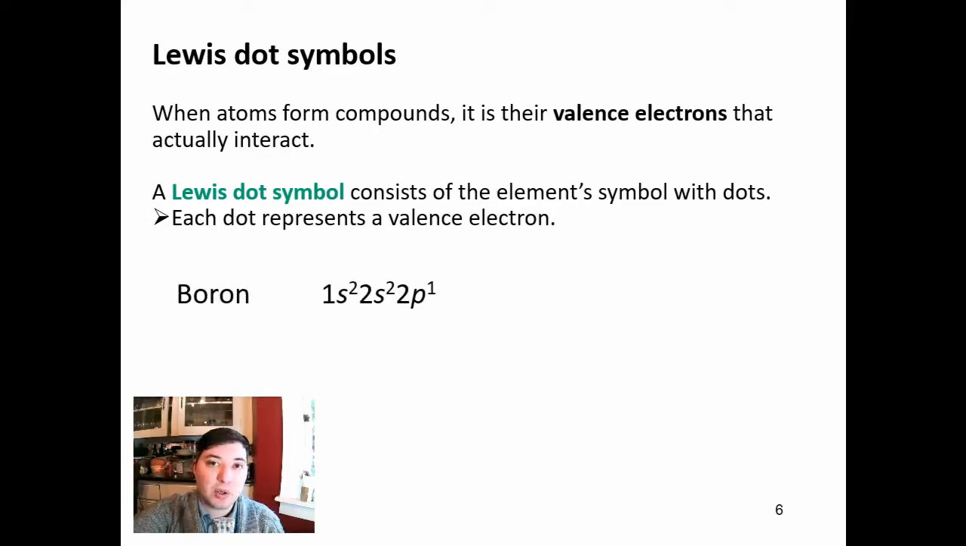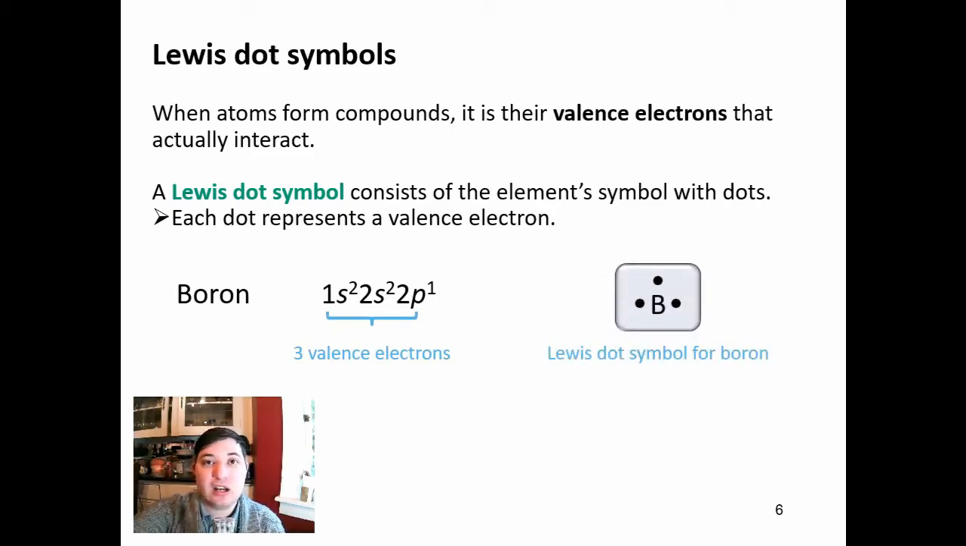So in the case of boron, for example, with its electron configuration 1s2, 2s2, 2p1, we see we have 3 valence electrons, 2 in the 2s and 1 in the 2p. And so we would represent this as taking our elemental symbol for boron, B, and then drawing 3 dots around it.